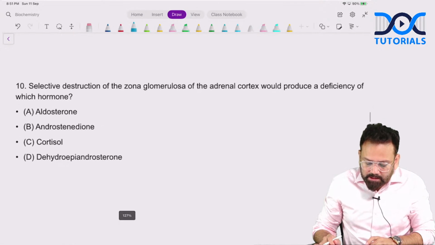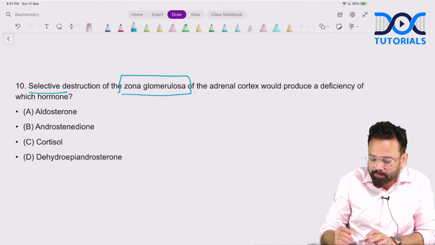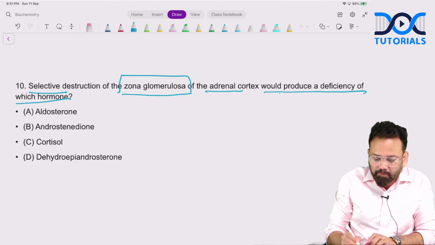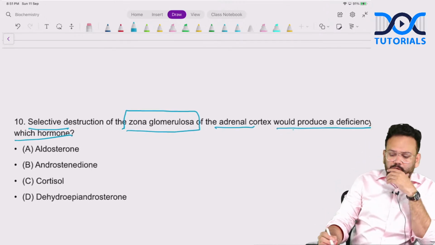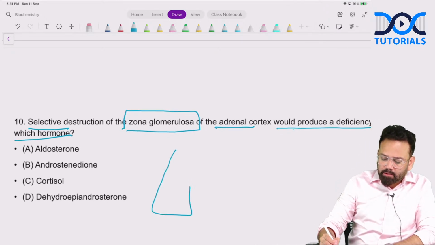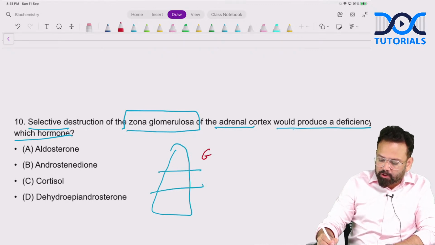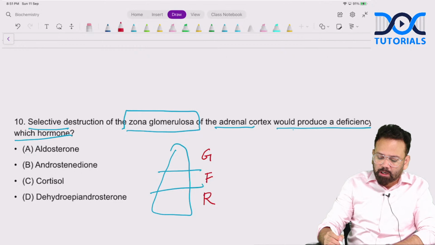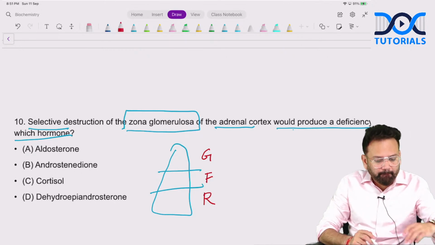Okay, selective destruction of the zona glomerulosa of the adrenal cortex will produce a deficiency of which hormone? In the adrenal cortex, we have three layers: zona glomerulosa, zona fasciculata, and zona reticularis. So, if you destroy the zona glomerulosa, which hormone will not be produced? Very simple.